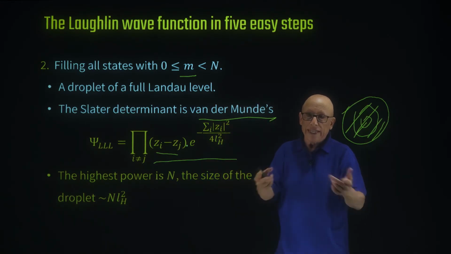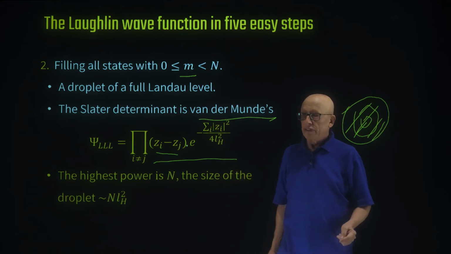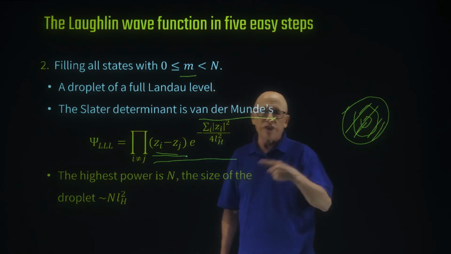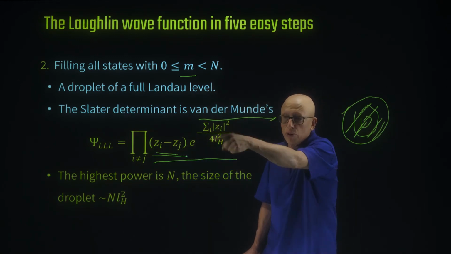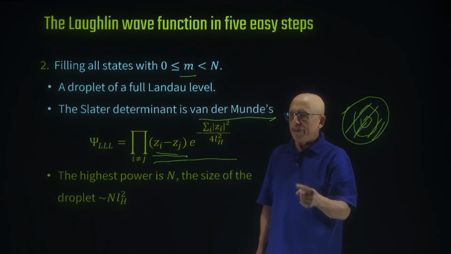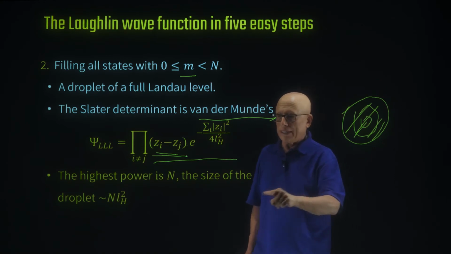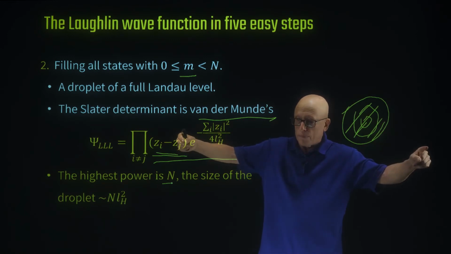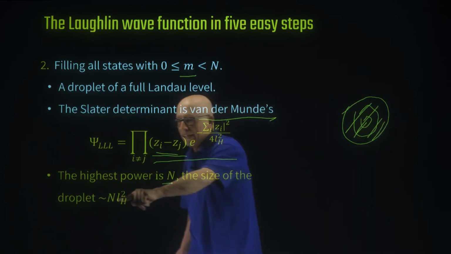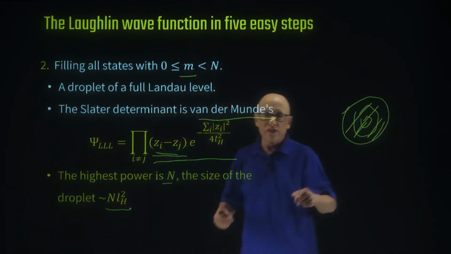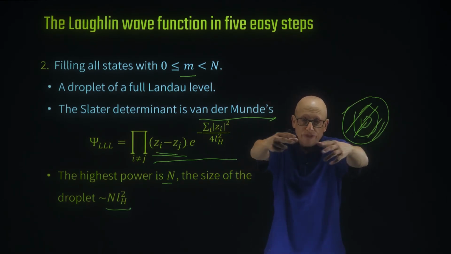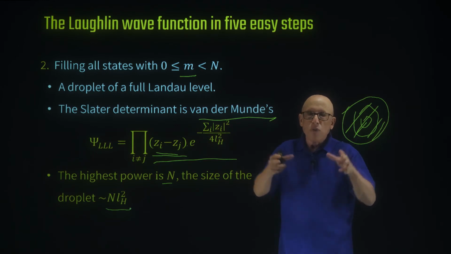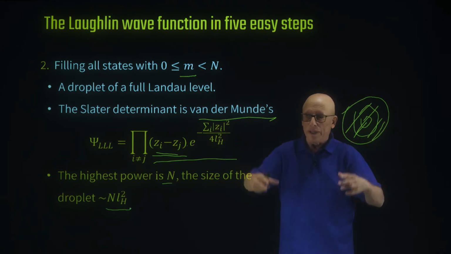This is what Slater determinants are paid for, right? Second, what you see here is a polynomial in each of the coordinates Zi. And if you look at it and open the brackets, you find that the highest power in this polynomial is n, which means that the size of the droplet is of the order of n times the magnetic length squared. So for this size of area, we have a droplet of nu equals 1.